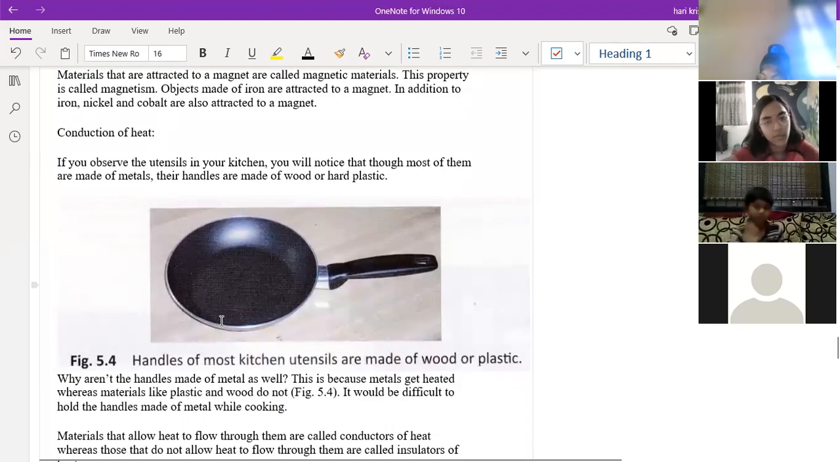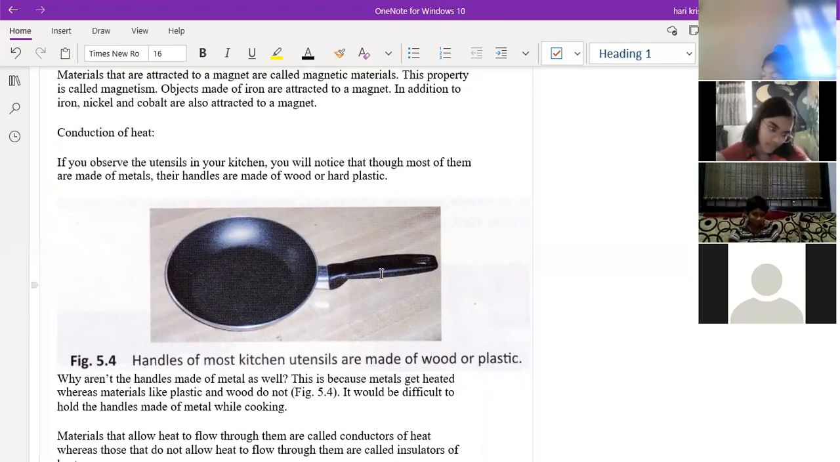The next one is conduction of heat, conductors and insulators. If you take this pan, which part is a conductor and which part is the insulator? The pan itself is the conductor and the handle is the insulator, which will not conduct heat at all. So you can classify objects into two groups: conductors, which conduct heat and electricity, and insulators, which do not.